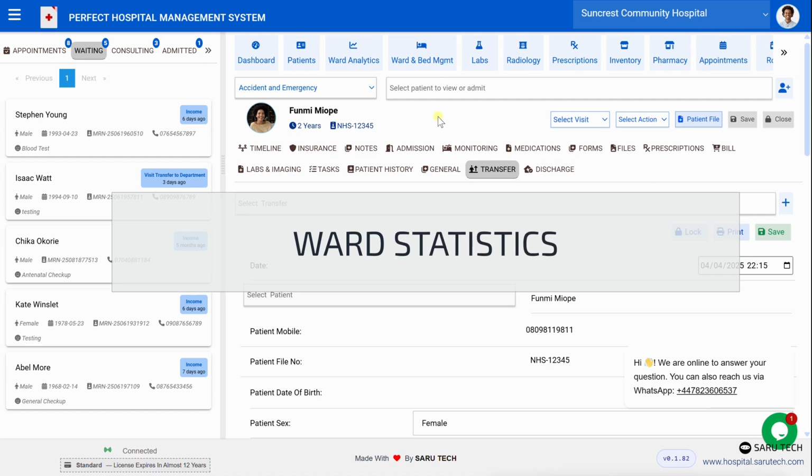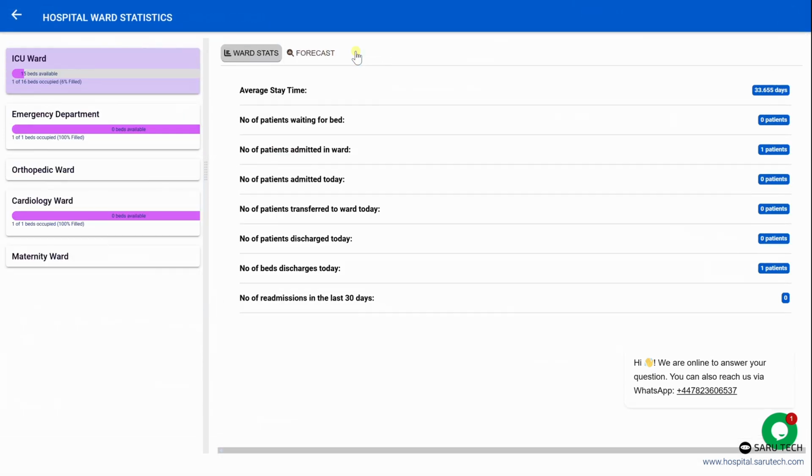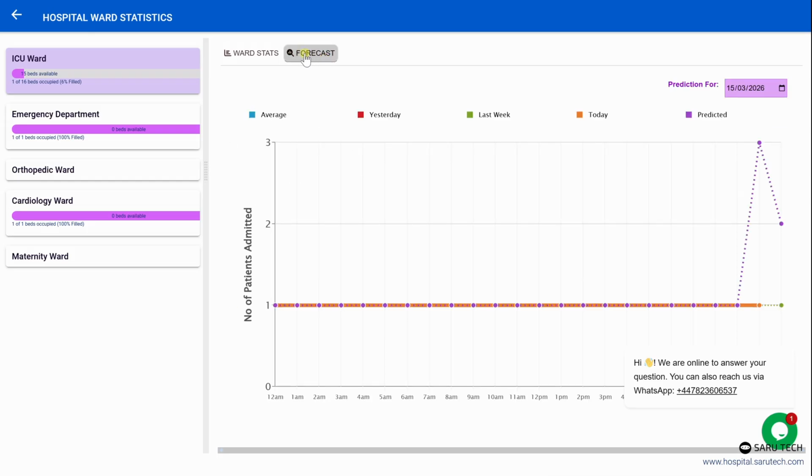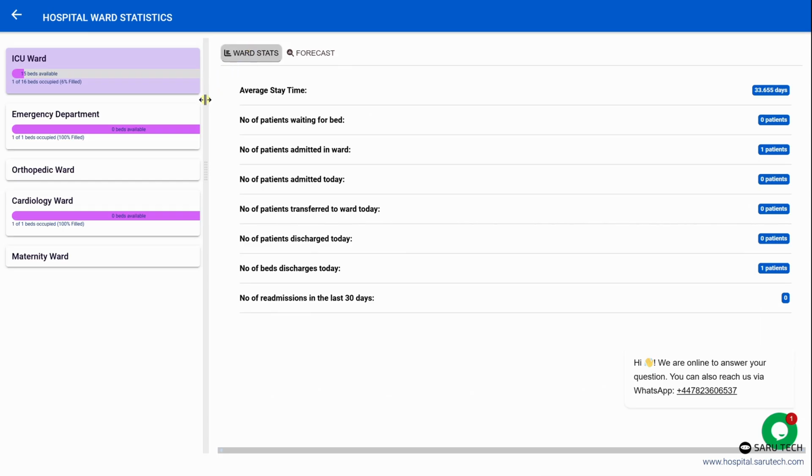Ward Statistics page. The Ward Statistics page provides both live and historical analytics for each ward. This helps hospital managers and clinical teams understand patient flow, capacity, and operational performance. Statistics. The Stats tab displays key operational metrics for the ward.